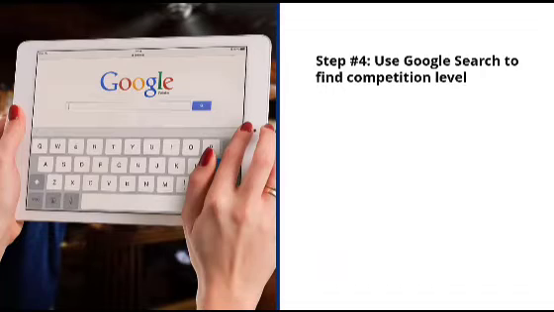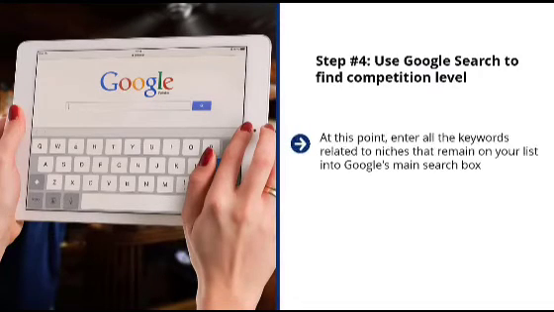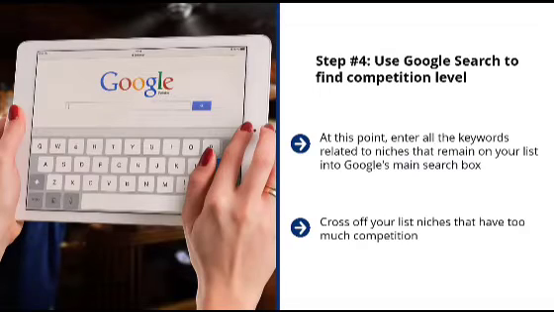Step number 4, use Google search to find competition level. At this point, enter all the keywords related to niches that remain on your list into Google's main search box. Your searches will return a list of websites targeting the keyword you searched for. Cross off your list niches that have too much competition. This is comparative, so take off the top 20 to 30% in terms of competition.